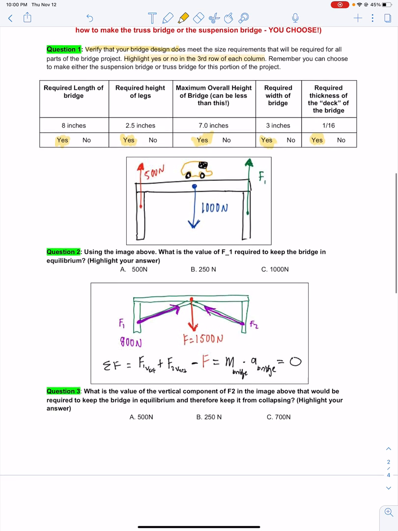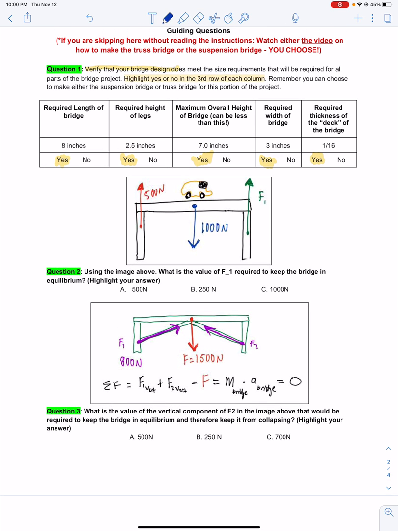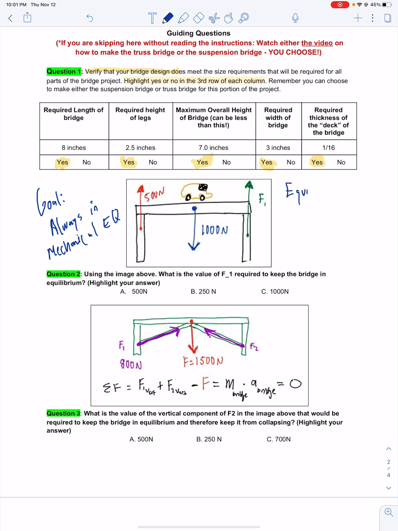All right, so let's get into these problems in particular, though. We did these in class, and so remember that the goal of bridge design is to make sure we're always in mechanical equilibrium. And so what does that mean? Well, equilibrium is when the sum of our forces is equal to 0.